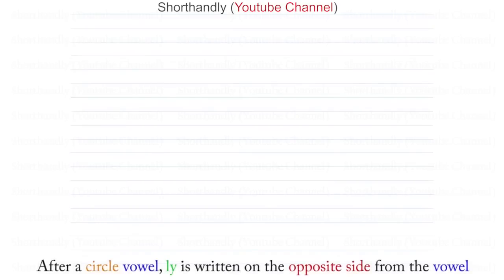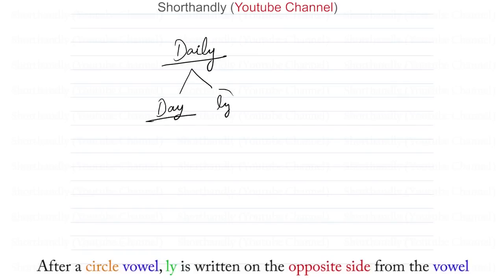Alright, let's move to the next statement. This statement says, after a circle vowel, li is written on the opposite side from the vowel. This statement is very simple to understand. For example, if we have a word called daily, suppose you break this word in two parts: the first part called day, and the suffix which is li. Now how will we be making this day word?